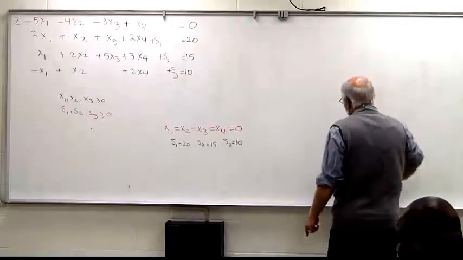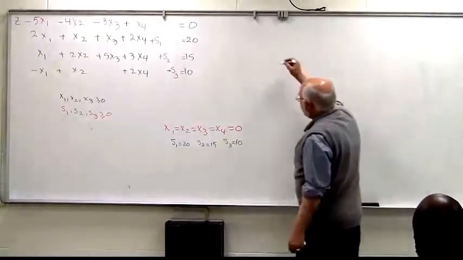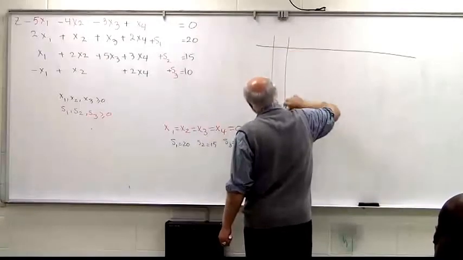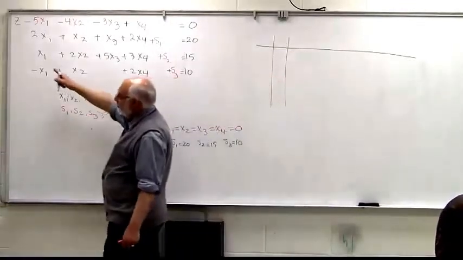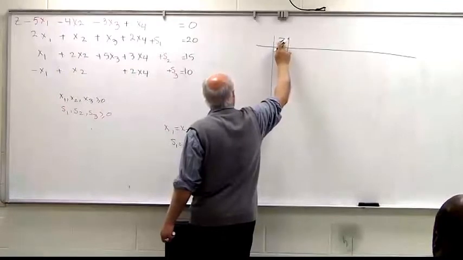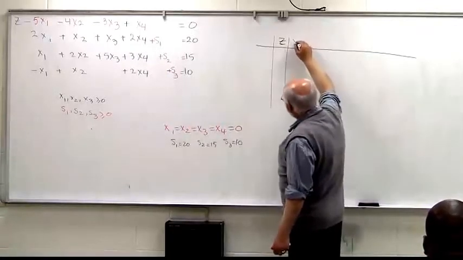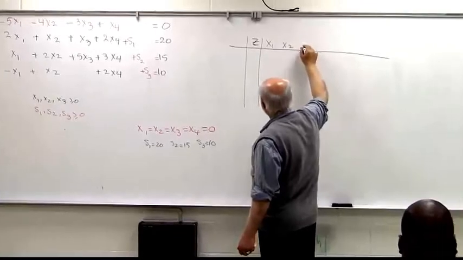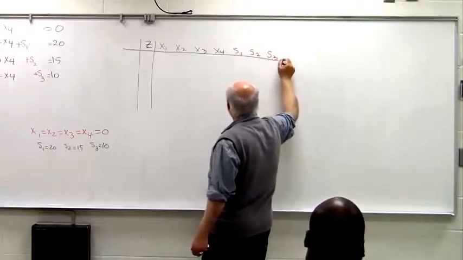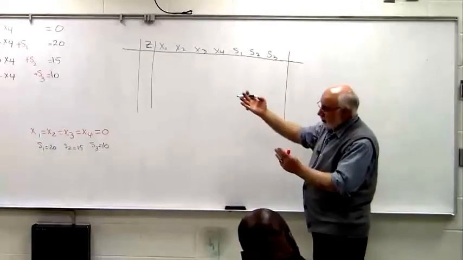So I'm going to put this problem into a tabular format, and this is what I am going to be doing. I'm going to draw a line in here, and I'm going to write all my variables. Remember that z is also a variable. I'm separating that because it's a special variable. And then I will write all my other variables, x1, x2, x3, x4, s1, s2, s3.